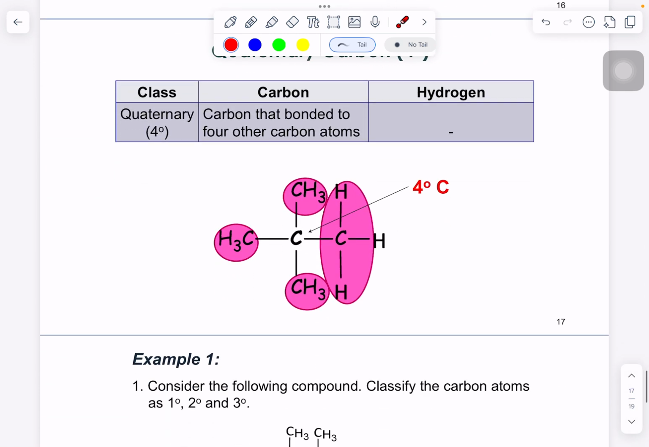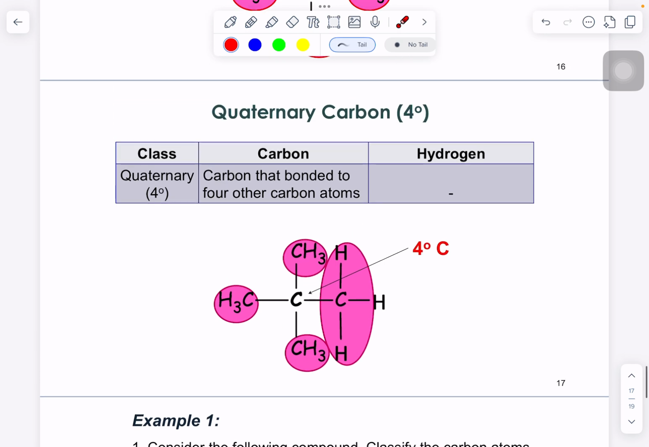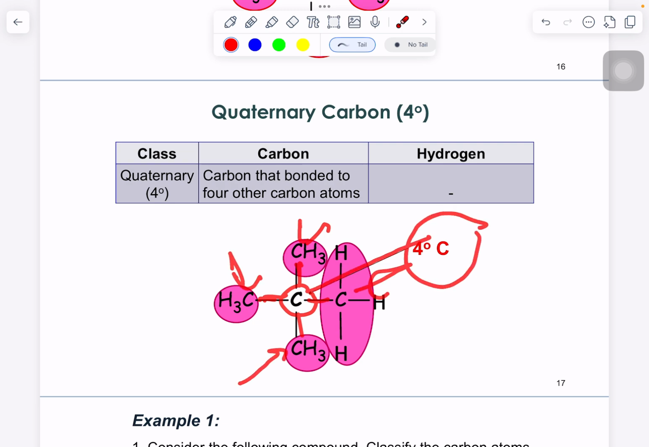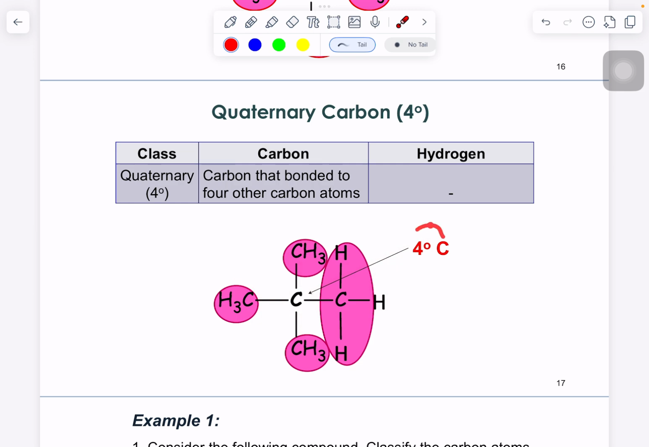Okay, quaternary carbon exists, but there is no quaternary hydrogen, it doesn't exist. Okay, so this carbon has 4 single bonds and all the bonds are bonded to carbon, 1, 2, 3, 4. So this carbon we classify as a quaternary carbon. Since it is not bonded to hydrogen, there will never be a quaternary hydrogen.